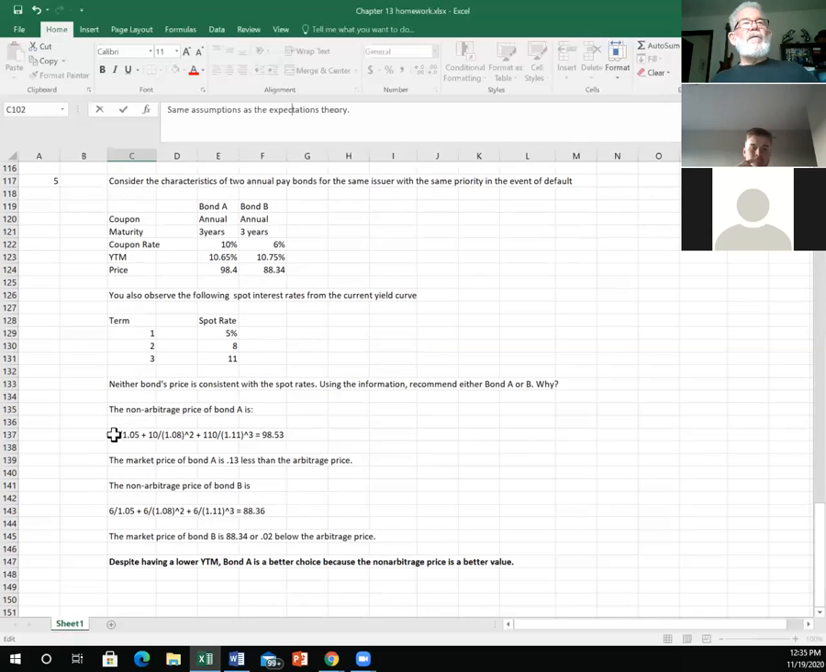So first coupon, $10, discounted back at 1.05. Second one would be $10, discounted back at 1.08 squared. And the third one would be the maturity value and the last coupon, so it'd be 110 divided by 1.11 raised to the third power. That'd give us 98.53. And the bond is selling for 98.4.